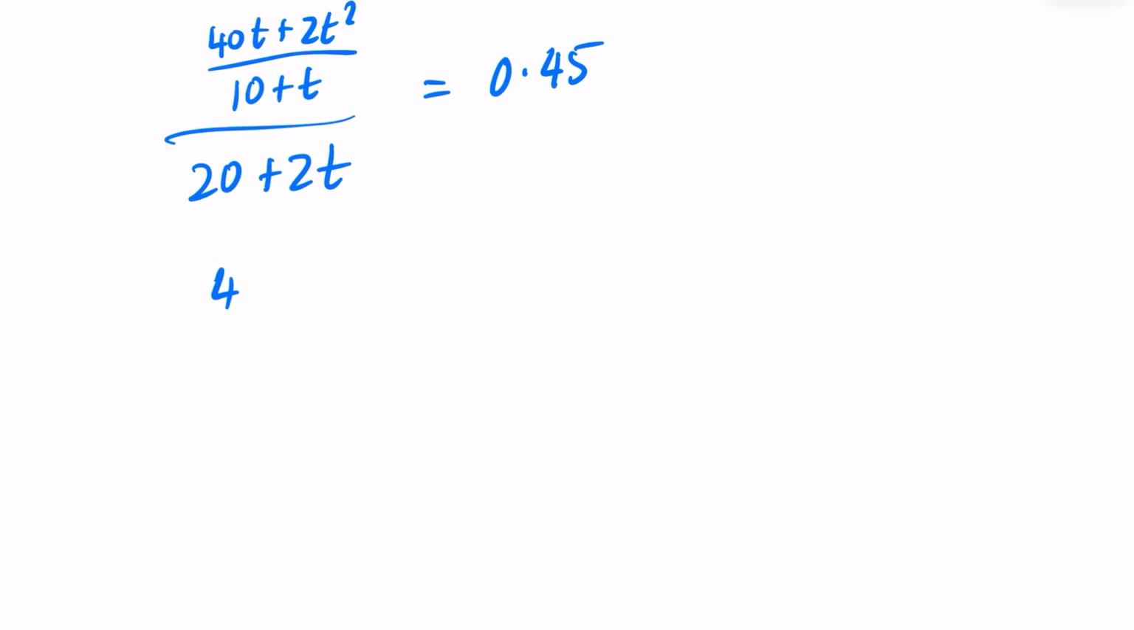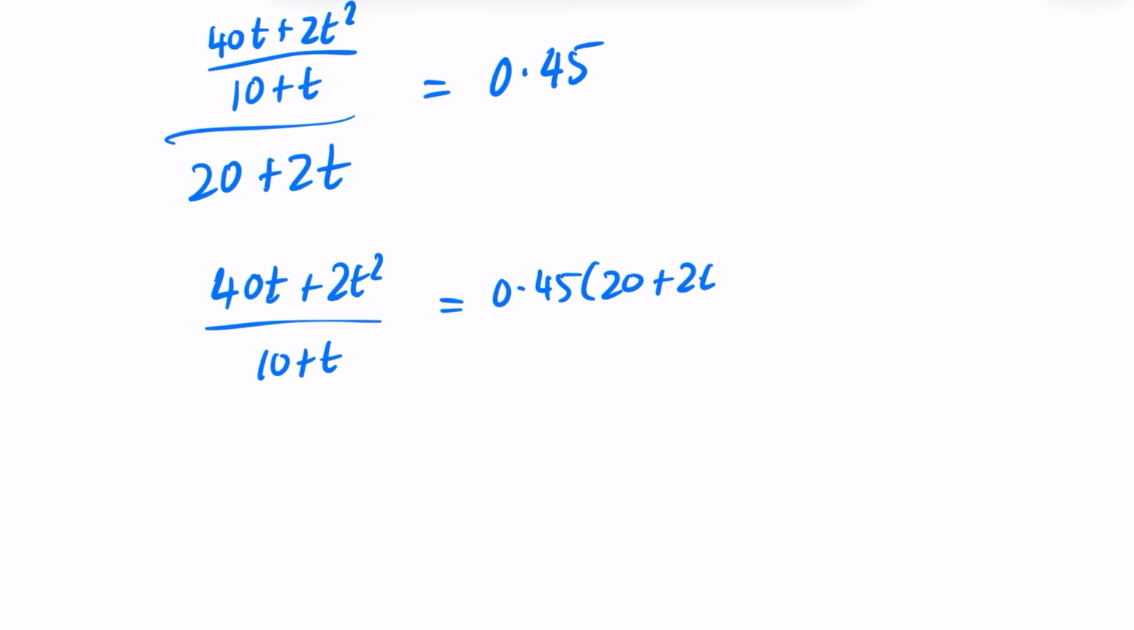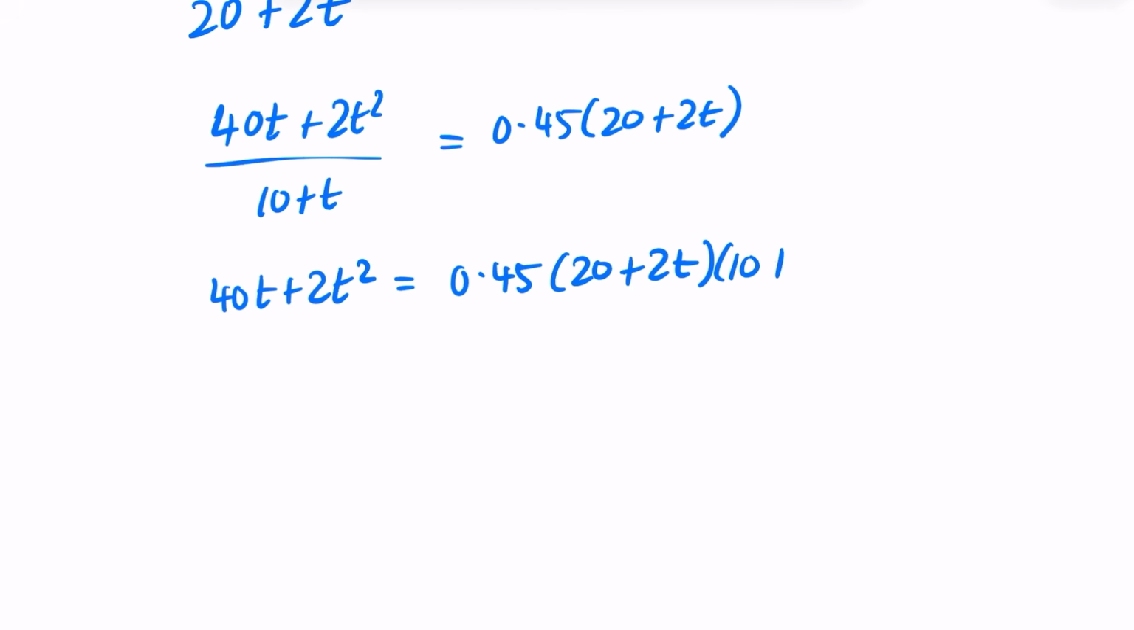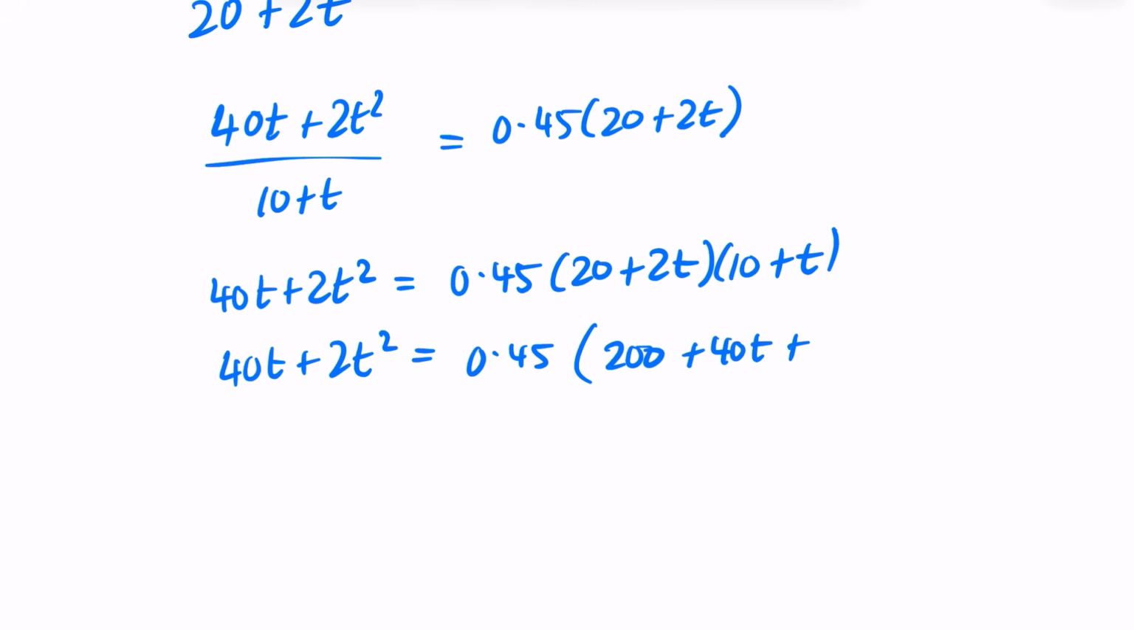I'm going to multiply up by the 20 plus 2t. So 40t plus 2t squared over 10 plus t is equal to 0.45 times by 20 plus 2t. Well, I'm also going to have to multiply it up by this 10 plus t. So let's leave the 0.45. I have a 20 plus 2t, a 10 plus t. However you want to do this, this is just the way I'm going to go about solving this. I'll leave the 0.45. When I expand these two brackets, 20 times 10 is 200. I then have a 20t and a 20t, so that's a 40t, and a 2t squared.